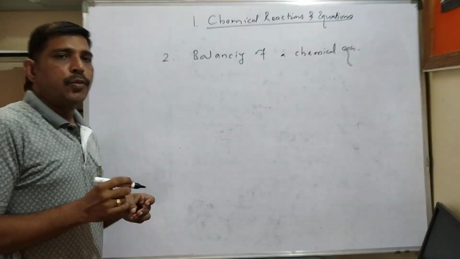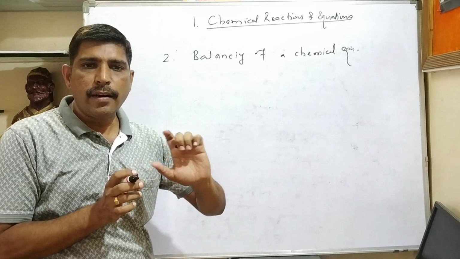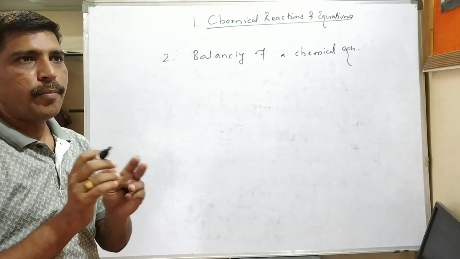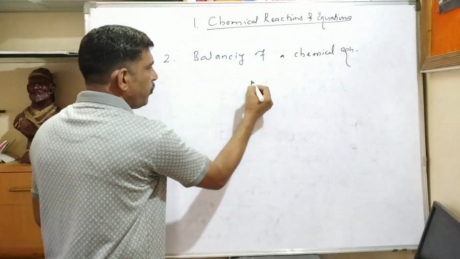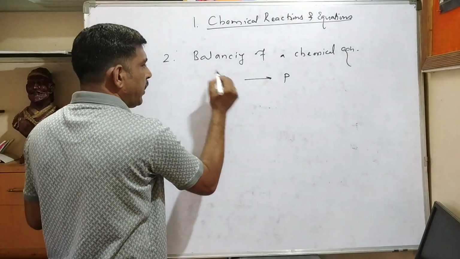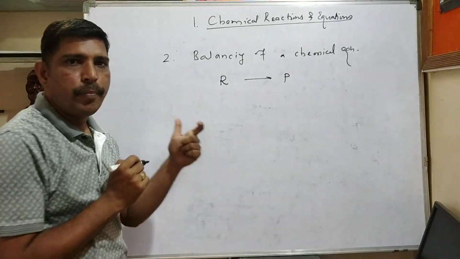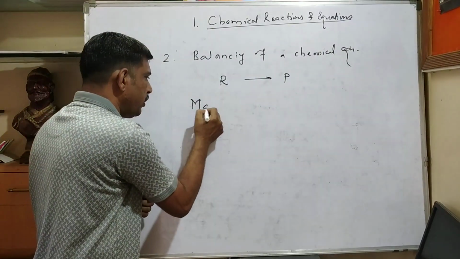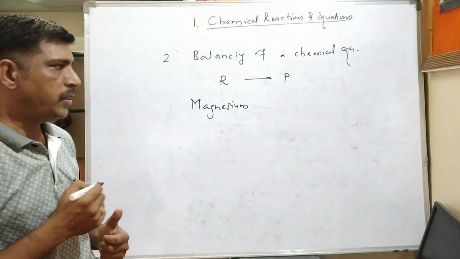equation. Okay. So what is a chemical equation actually? To understand a chemical reaction, we write it in a systematic way. We write the reactants and products. For example, on the right hand side we write the products, and on the left hand side we write the reactants. Again here, suppose we burn a piece of magnesium ribbon. Suppose this is the magnesium. So I am going to write a word equation here.